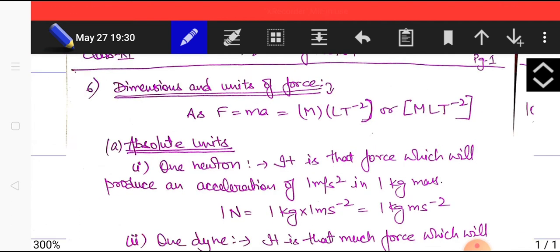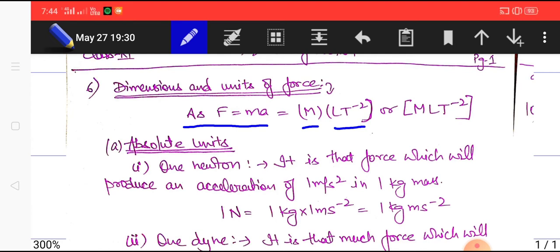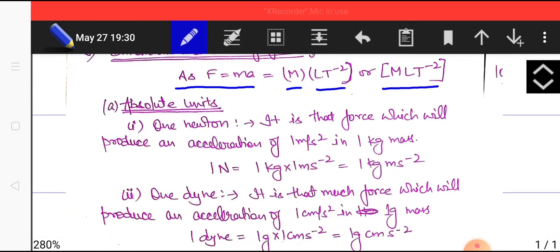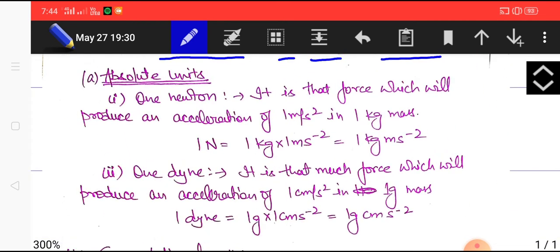So, dimensions and units of force are already clear to you. Let me give you a detailed view. As we know that F is equal to ma, so m is for mass, and for acceleration dimensions are meter per second square, hence length into time raised to power minus 2, or M L T^-2 is the dimension of force. There are two categories in units of force.